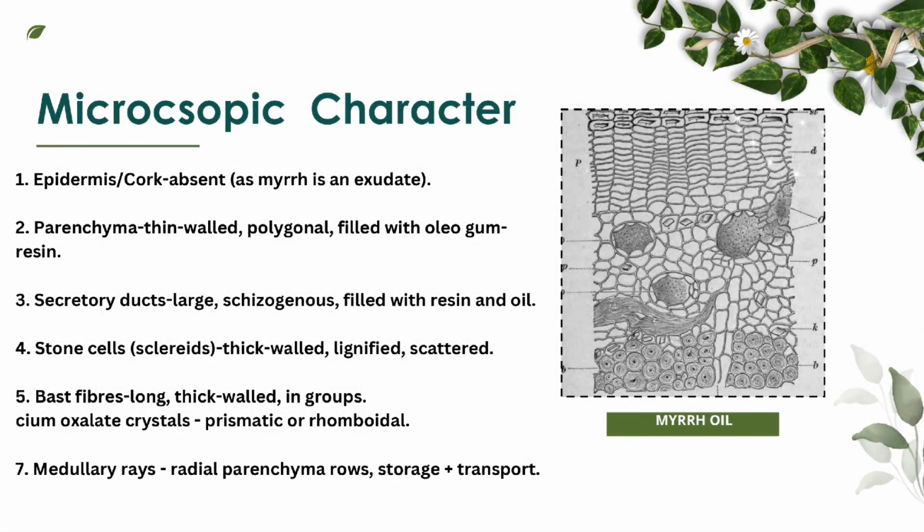Microscopic character: Under the microscope, myrrh shows the absence of cork, starch and exudate. The tissue consists of thin-walled parenchyma filled with oleo-gum resin, large secretory ducts with resin and oil, thick-walled stone cells, long bast fibers, prismatic calcium oxalate crystals, and medullary rays arranged in radial rows.